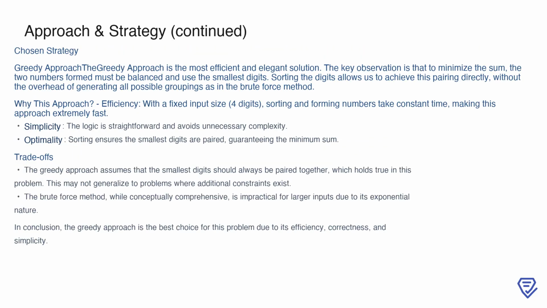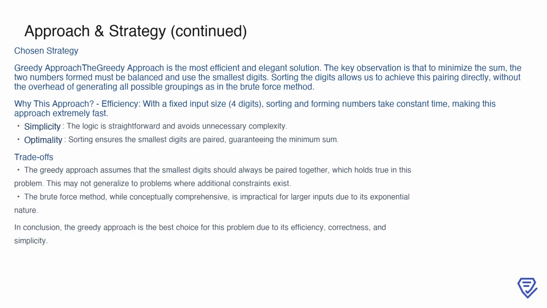Given the options, the greedy approach stands out as the most efficient and elegant solution to this problem. The fundamental observation is that sorting the digits allows us to directly pair the smallest digits together, ensuring that the resulting numbers are minimized and balanced. This method avoids the inefficiency of generating all possible groupings, as seen in the brute force approach.